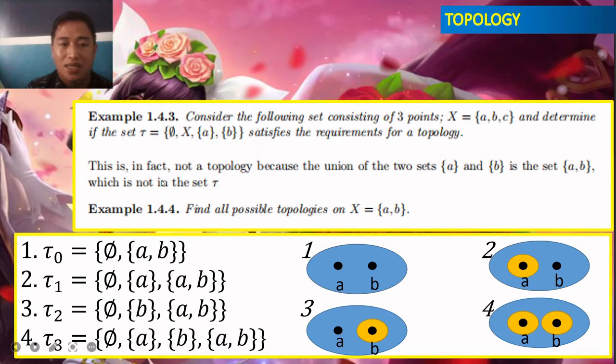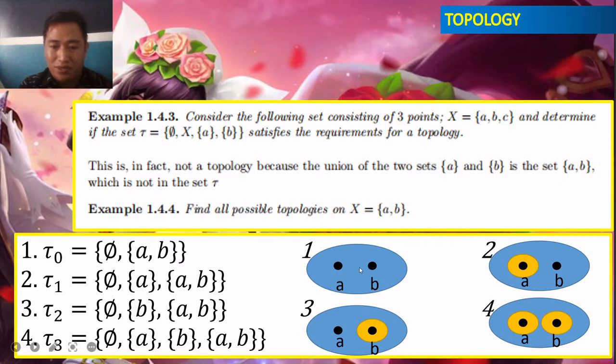So, dire, because the union of two sets A and B is the set A, B, which is not in the set tau. So, wala siya sa tau. So, dili ni siya topology. Okay. Next example, find all possible topologies on X is equal to A, B. So, what if duha lang ang elements sa tau? So, dara class, ako na siyang gid-drawing o style diri.